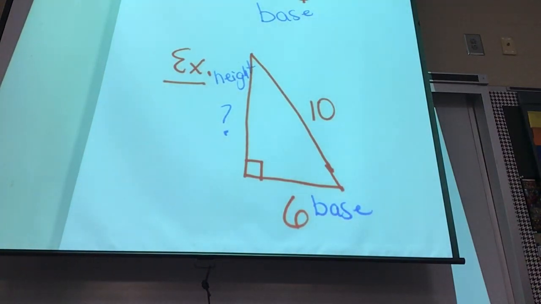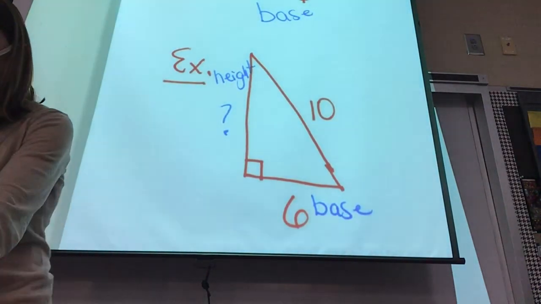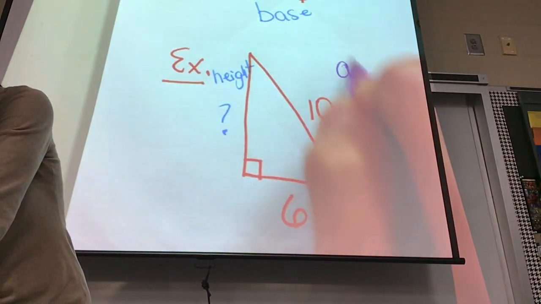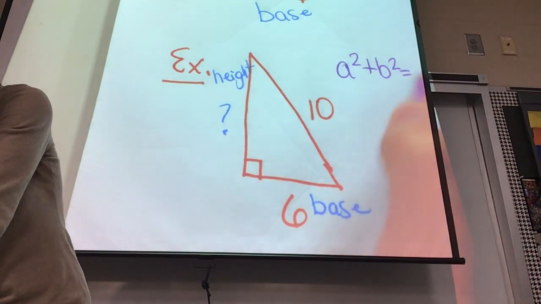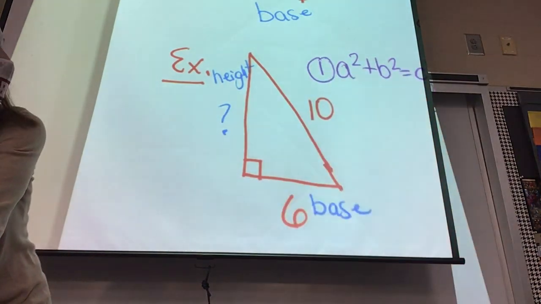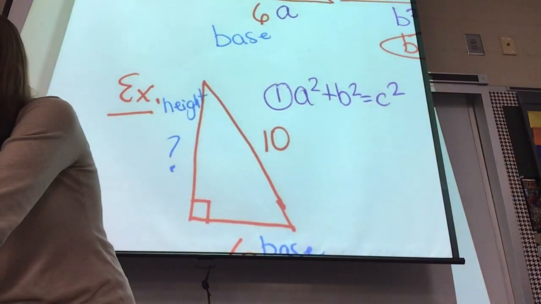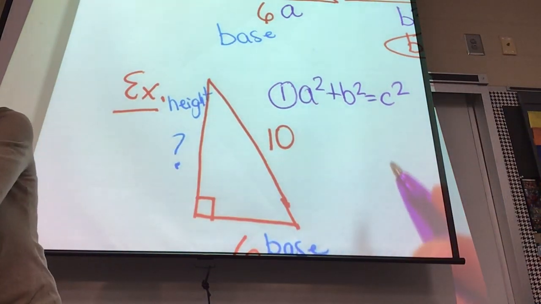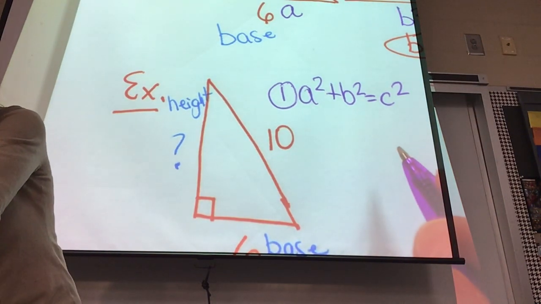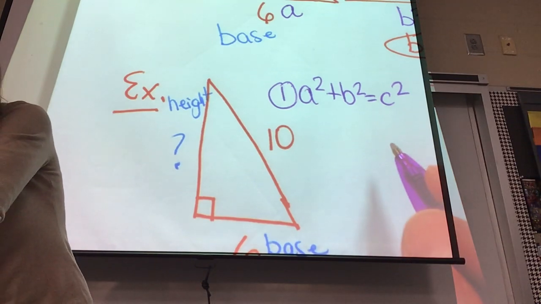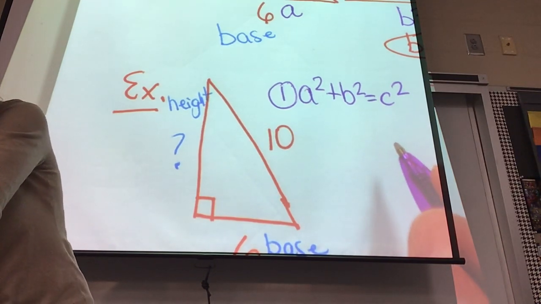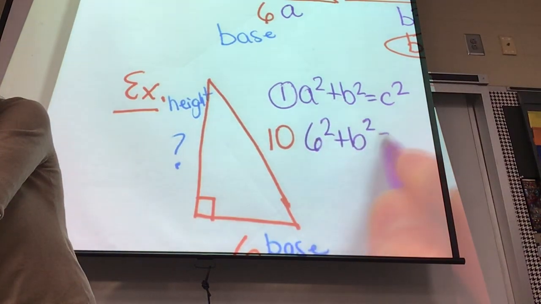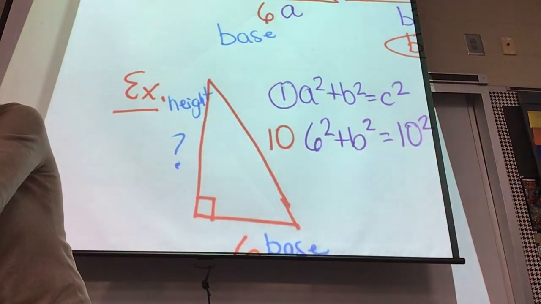So the first thing we've got to do is that Pythagorean theorem. So we have to do our a squared plus b squared equals c squared. That's step one. So if we plug this in, what are we going to plug into our Pythagorean theorem? Okay, 6 squared plus b squared equals 10 squared.